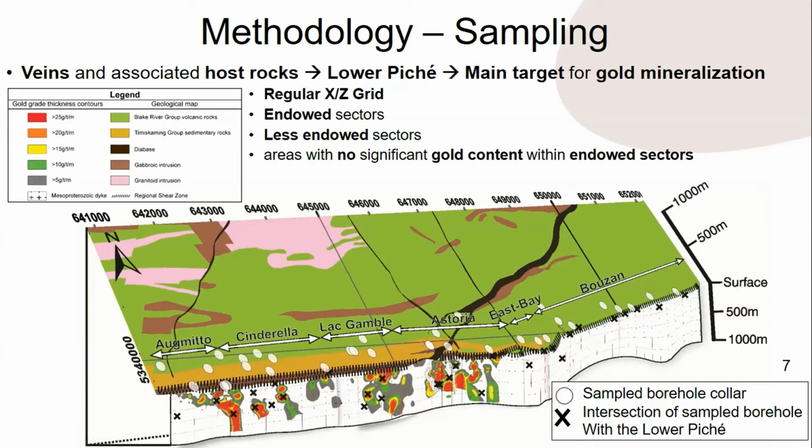So yeah, we sampled veins and associated host rocks within the lower Piché, which is the main target for gold mineralization, which has the appropriate alteration. We tried to follow a regular grid longitudinally and in depth within the endowed and less endowed sectors, but we also sampled areas with no significant gold content within the endowed sectors as a comparative standpoint.